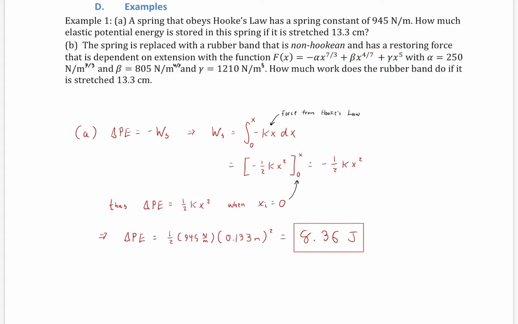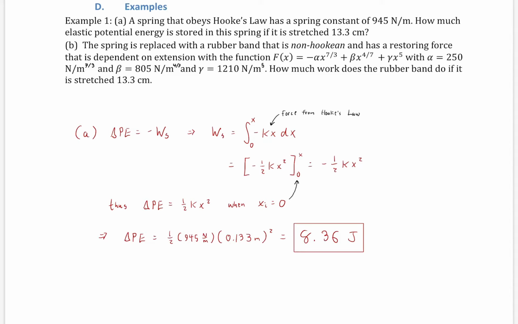I give you the numerical values of each of the terms, and the correct units on each of them. So we have 250 for alpha. That's the coefficient attached to this term that's raised to the 7/3 power. The beta term is x to the 4/3 power, and beta is 805, in newtons per meter to the 4/7 power, and so on. And then finally, gamma is a larger one at 1210.